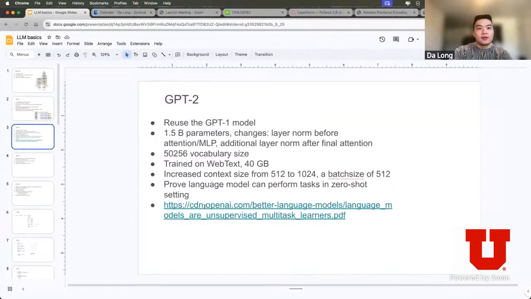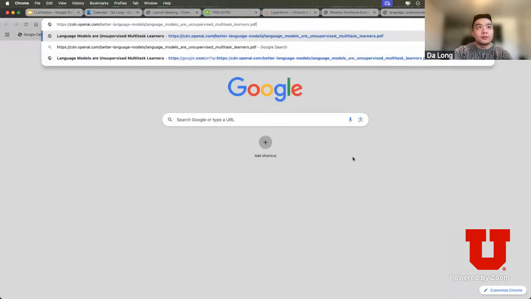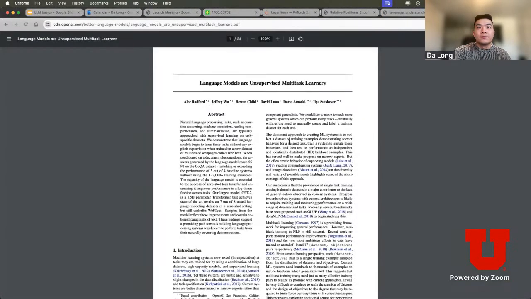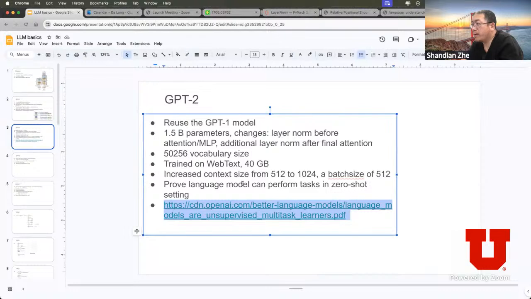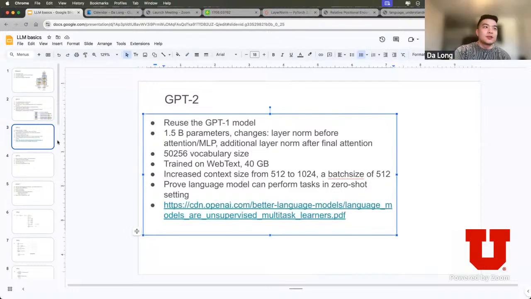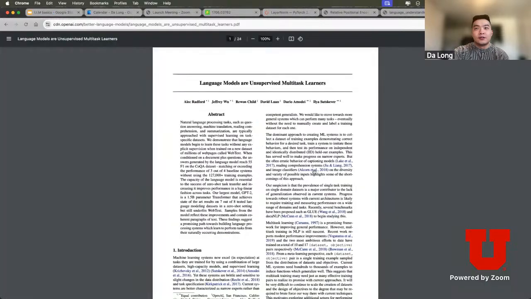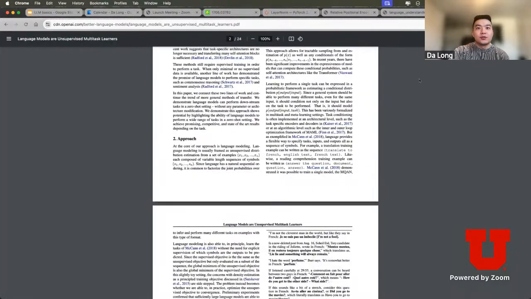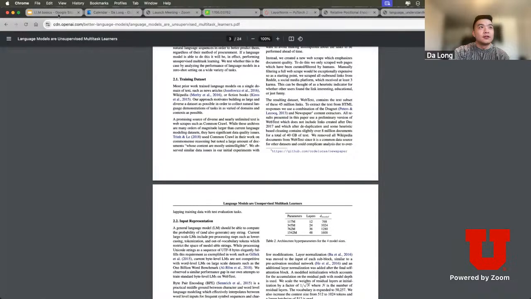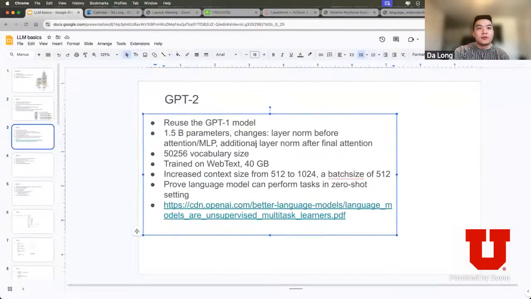And then there is the GPT-2. Those papers are all published by OpenAI, yeah, the GPT series are all published by OpenAI. So in the GPT-2, it is a 1.5 billion parameter model. So there are a few changes.